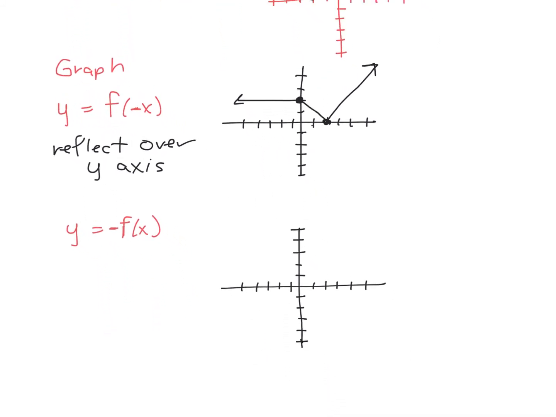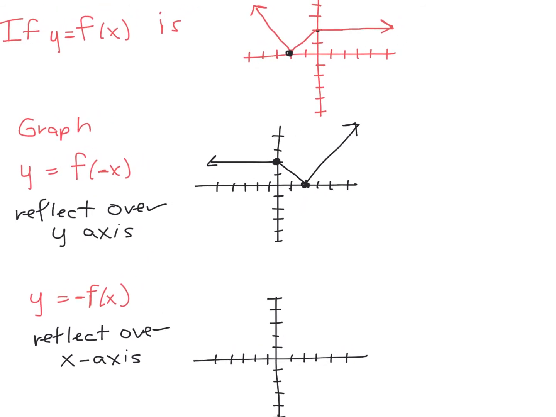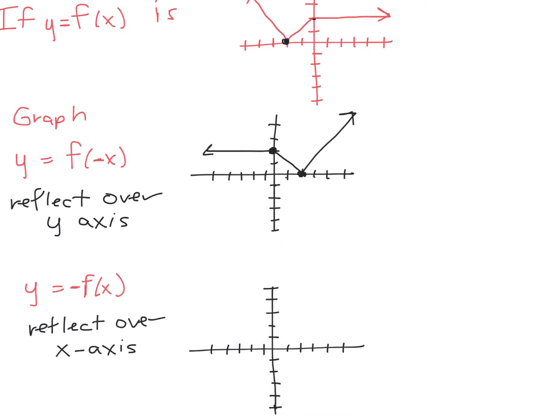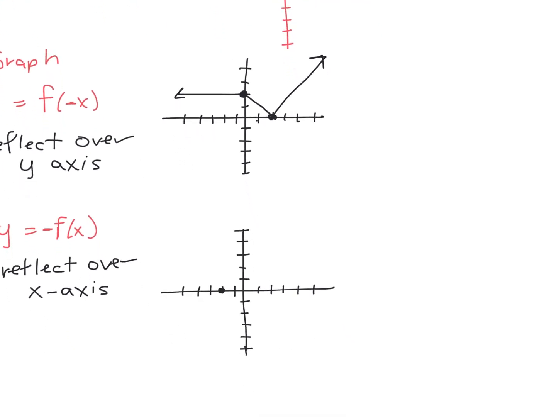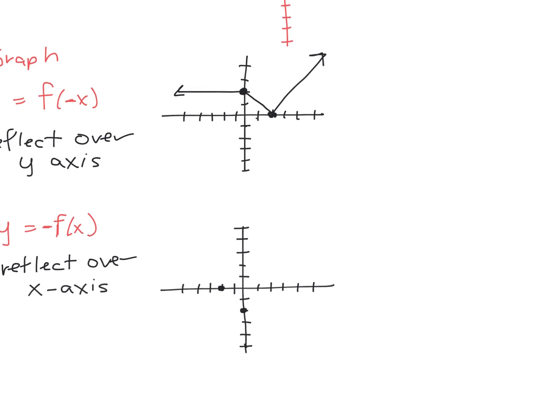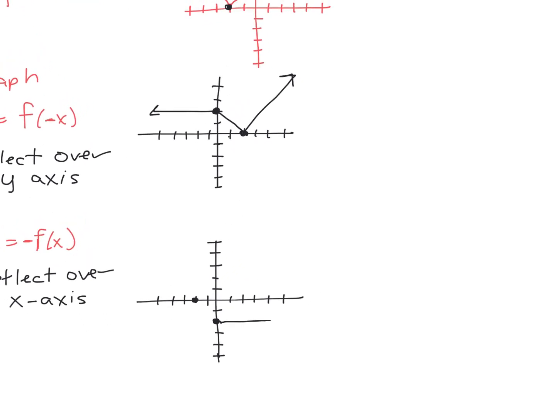y equals negative f of x. Remember, this reflects over the x-axis. And so again, looking at those important points, that point (-2, 0), if I reflect that over the x-axis, it would not change. The point (0, 2) reflected over the x-axis would become (0, -2). And then everything else would be flipped or reflected down. So my graph would look like this. And that's reflected over the x-axis.